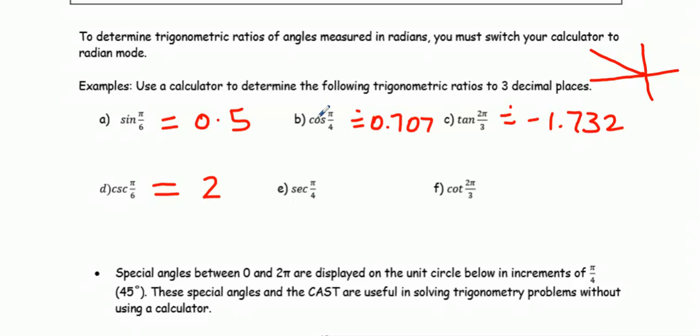Sec of pi by 4, well, that is the reciprocal of the cosine of pi by 4, so again I'm just going to use my reciprocal button on my calculator this time, and I get that the sec of pi by 4 is approximately 1.414. And the cotan is the reciprocal of the tan, and so in this case I'm expecting it to stay negative, but I've got 1.732 reciprocal, so that's approximately negative 0.577. Okay, easy peasy.